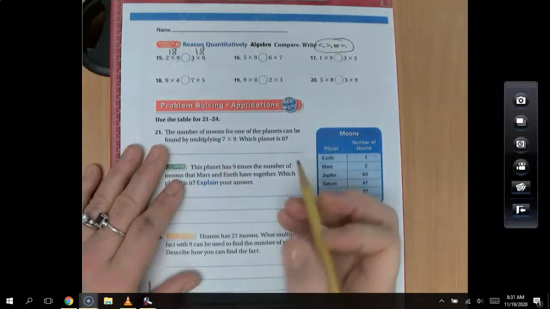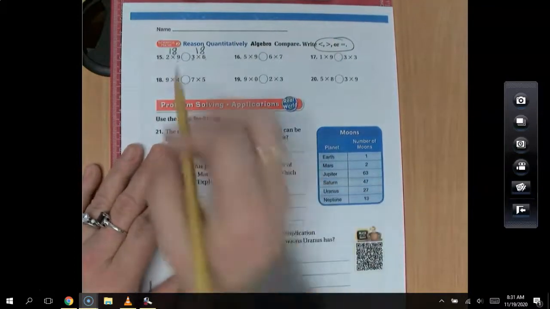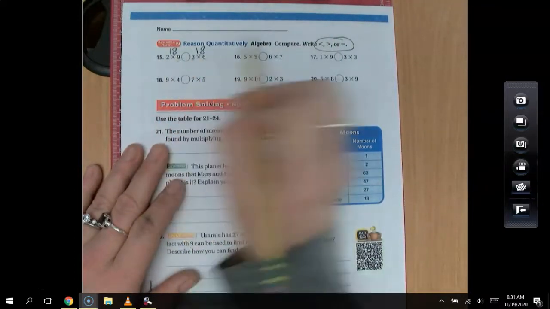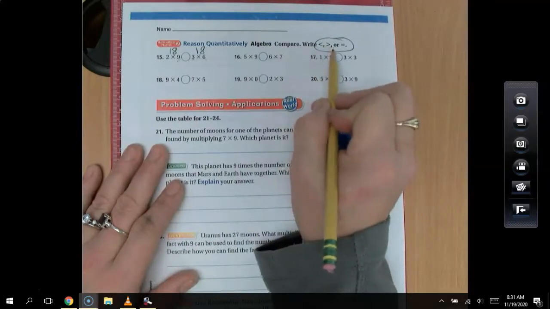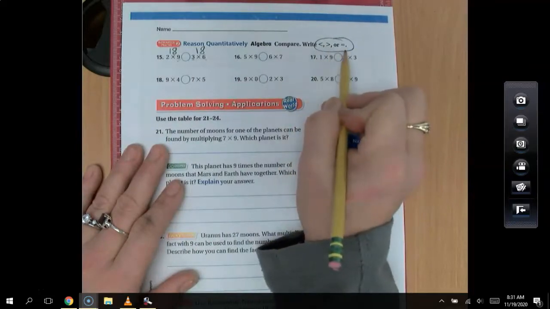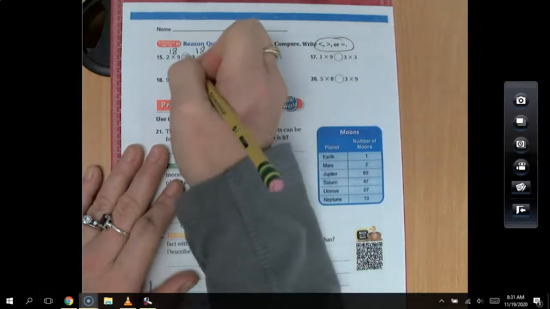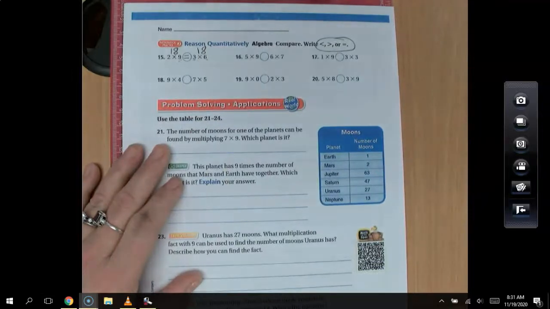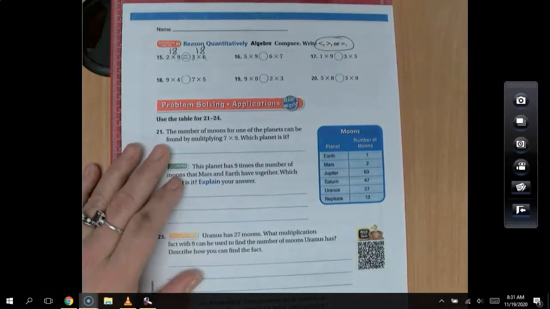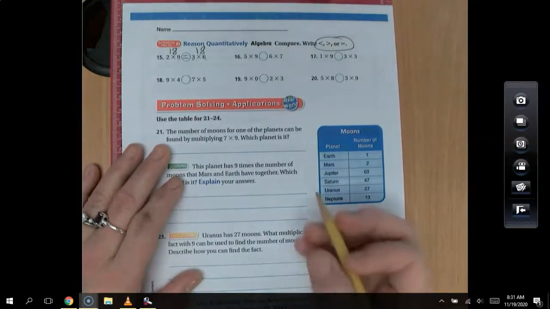So now you can compare the two numbers, 18 and 18. Boys and girls, what symbol would I put in that circle? 18 and 18. You should put an equal sign because they're the same number. They're equal to each other. All right, let's look at another one.